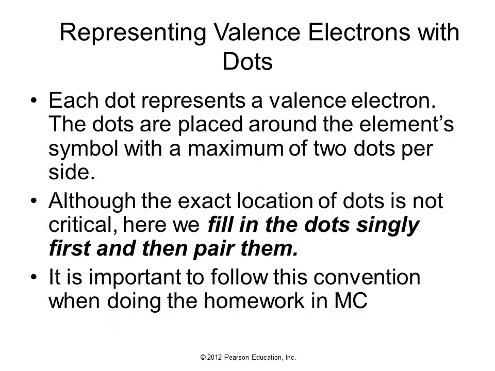Each dot represents one of the electrons, and it's placed around the element with a maximum of 2 dots on each of the 4 sides. Although the exact location of the dots is not critical, we generally fill the dots in singly first and then pair them up. This is just a convention. It's important to follow this convention when we are doing homework in Mastering Chemistry.